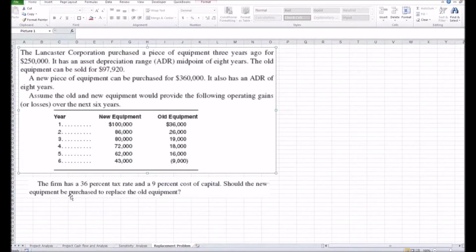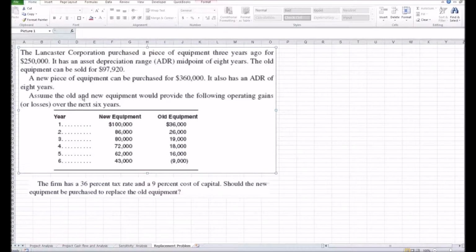Our last problem is a replacement problem. So we see Lancaster Corporation purchased a piece of equipment 3 years ago for $250,000. It has a depreciation ADR midpoint of 8 years. So if we look that up on page 400, we find an ADR of 8 years uses the 5-year MACRS table, and the old equipment can be sold for a price. We also find the new piece of equipment is going to be purchased for $360,000 and has the same ADR.